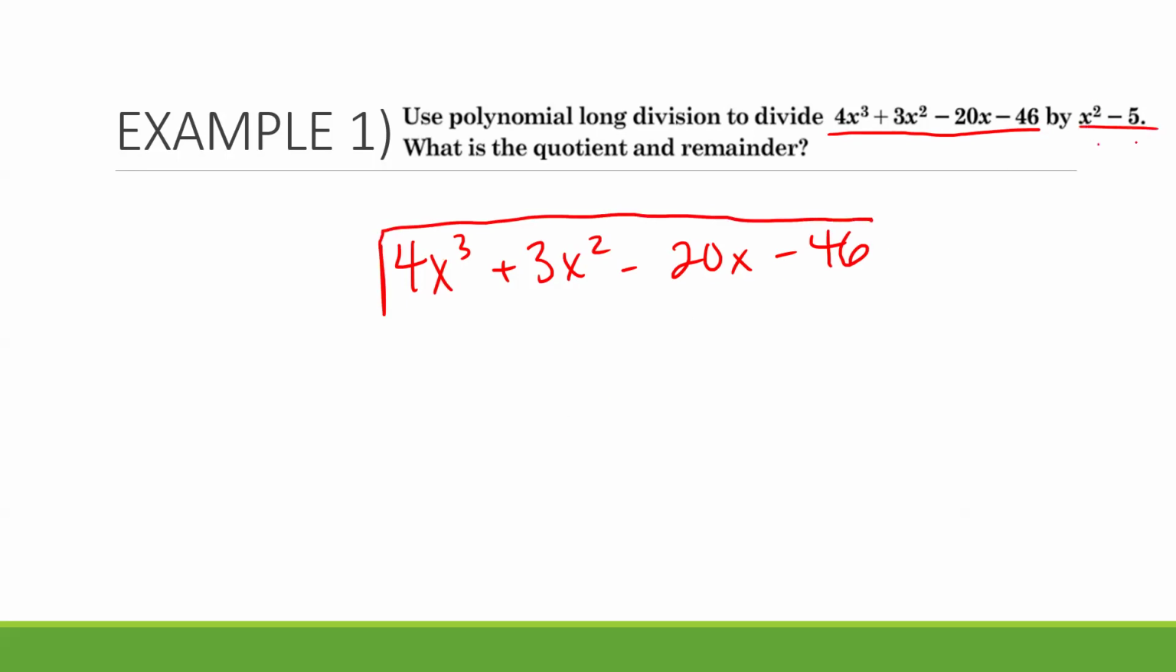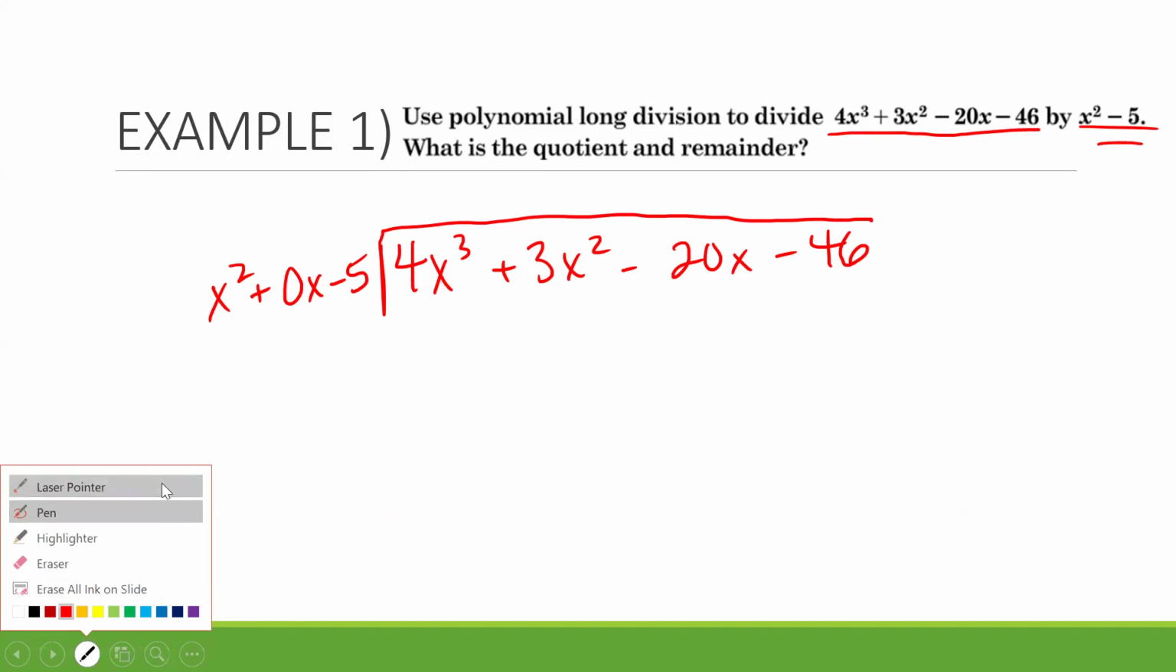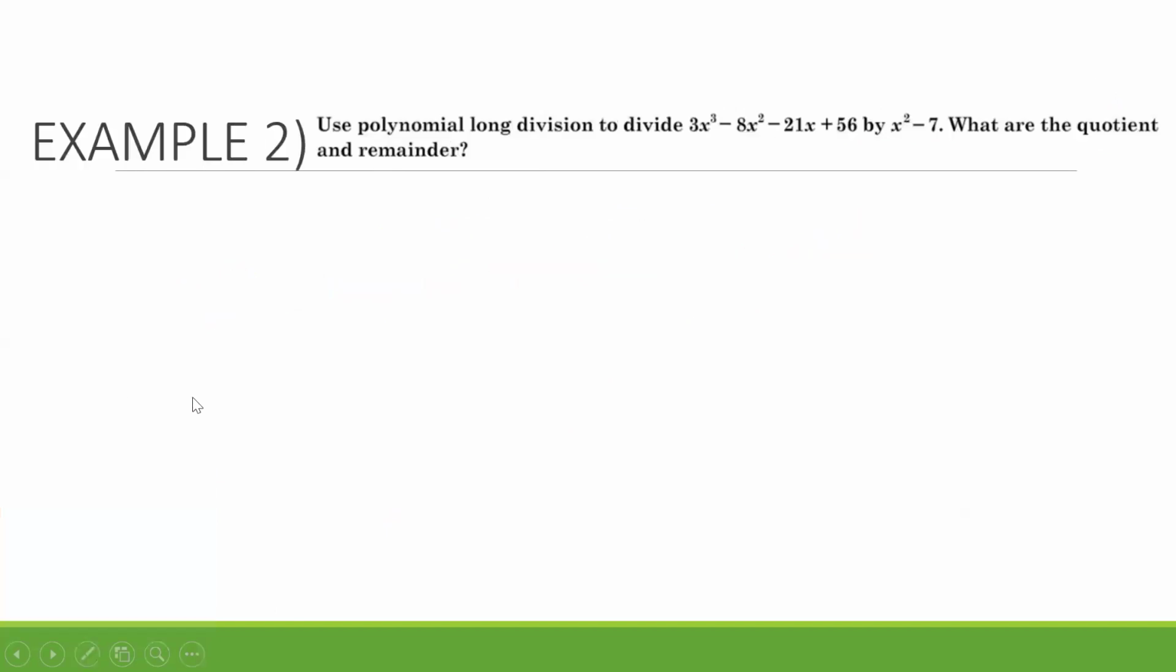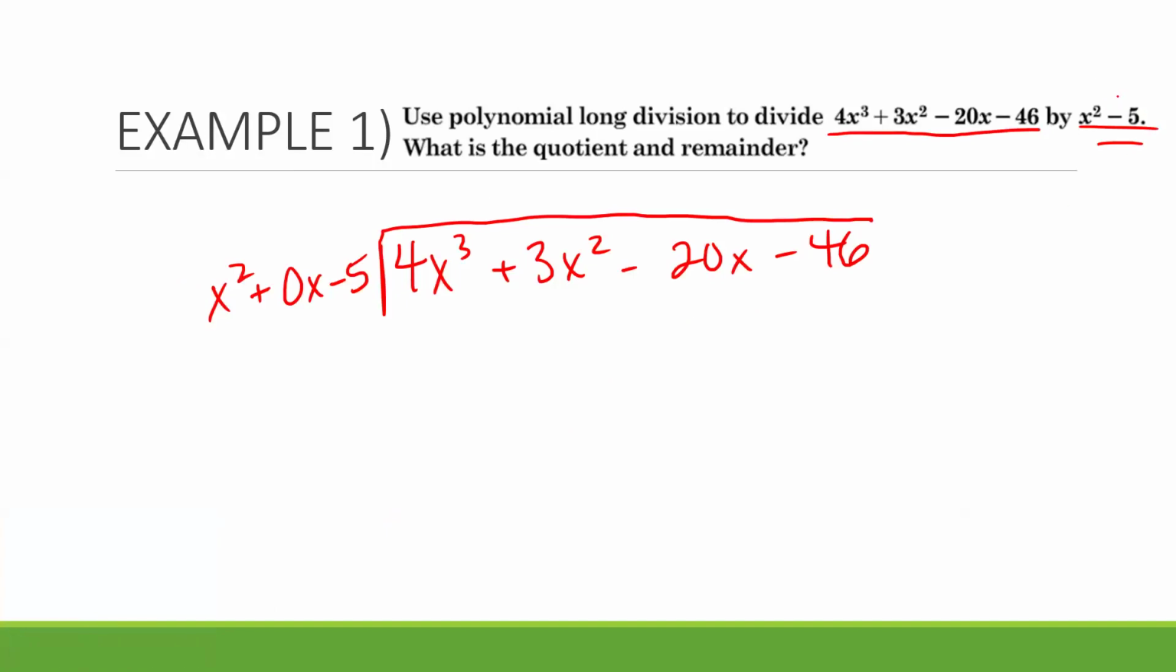Okay, your divisor is going to go on the outside. Notice that my divisor is missing a term. Do you see your divisor is missing a term? What term is it missing? The middle term. So I'm going to write x squared plus 0x minus 5. Do we see what I did? So I'm missing my x here, right? So I wrote in a 0 in its place, because if I add 0, is it changing the value of it? No.